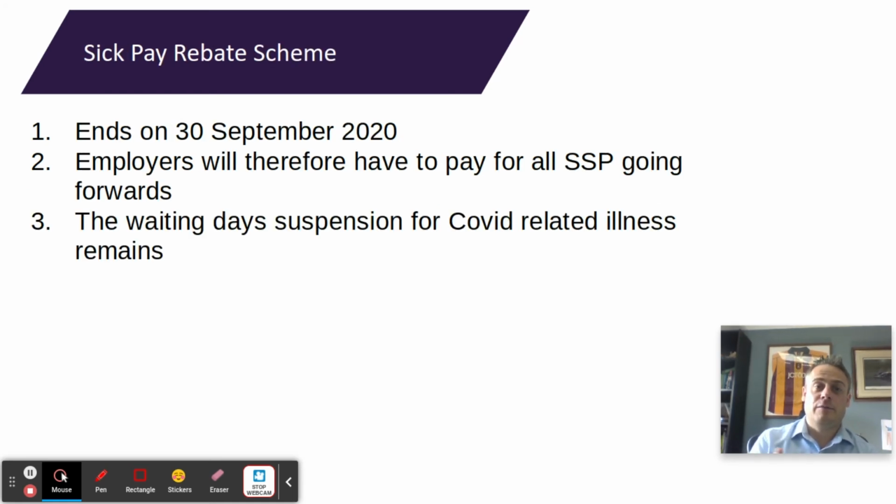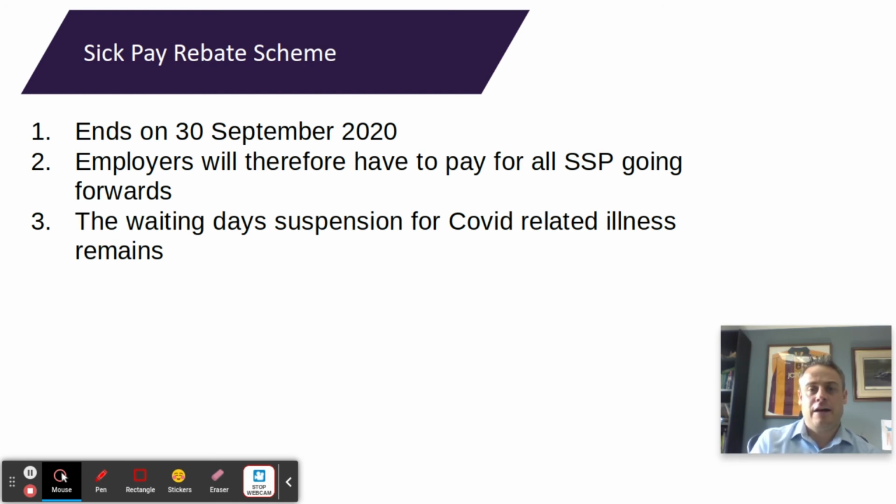The second tip this month relates to the statutory sick pay rebate scheme. Again, something that was brought in as part of the coronavirus support measures. This is set to end on the 30th of September. So for any members of staff who are forced to take time off or isolate because of COVID after 1st of October 2020, you will no longer be able to reclaim the statutory sick pay that you pay them from the government.